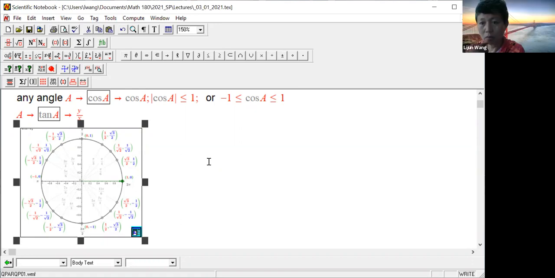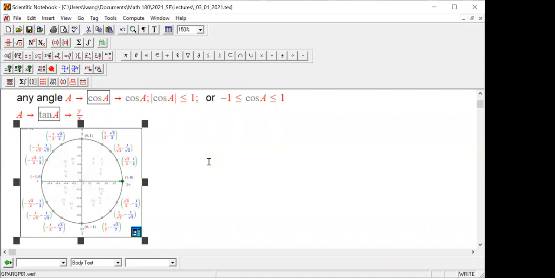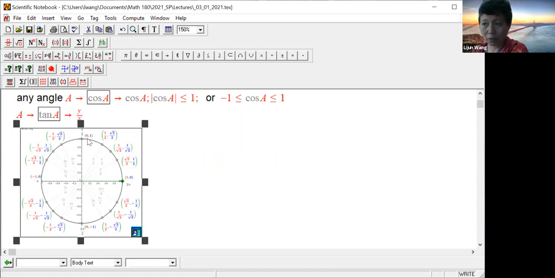Can you divide by zero? No. Absolutely not. Therefore, for that input, there's no output, right? The output is undefined. So can that angle be? What is this angle at this point? What is that terminal? Measured from the standard position, what is that angle? Pi over 2, right?